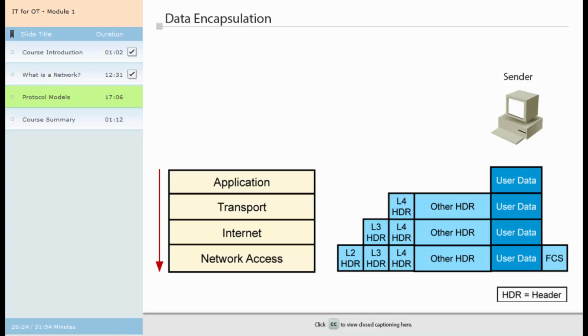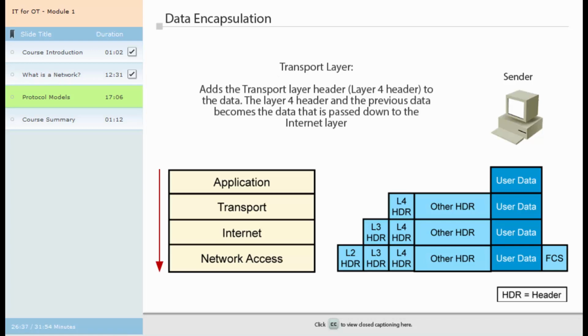Shown here is how encapsulation occurs and how data travels through the layers. The data is encapsulated as follows. The user data is sent from an application to the application user. The transport layer adds the transport layer header, or layer 4 header, to the data.